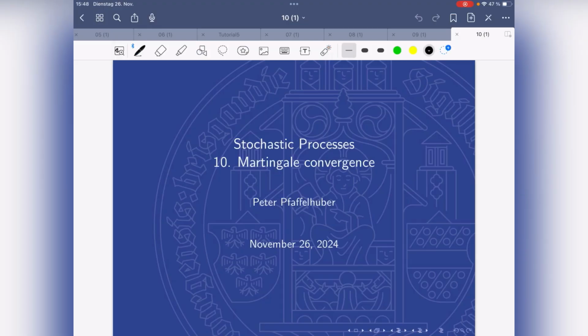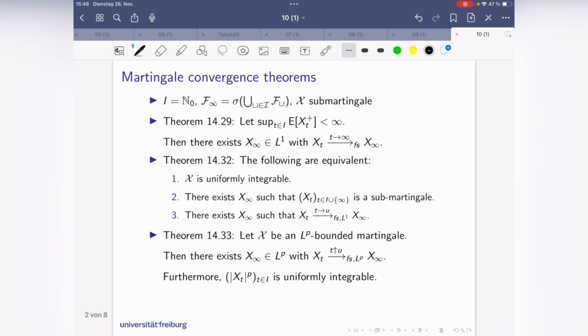So this is our second video on martingale convergence, and let me start by recalling what we did last time. So we have a filtration. We are usually always dealing with the natural numbers as the index set, and let's assume we have a submartingale. We had here 3 convergence results.